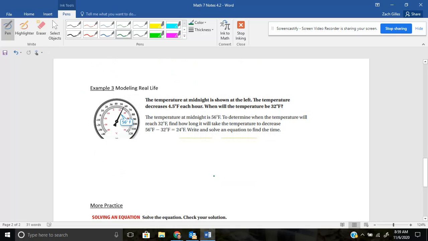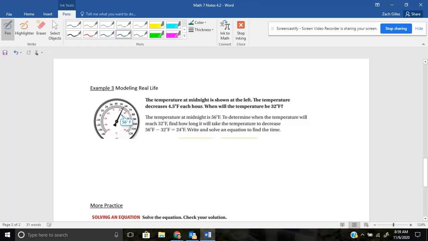For example 3 here, we've got a word problem. It says the temperature at midnight is shown at the left. So at midnight, it is 56 degrees. The temperature decreases 4.5 degrees Fahrenheit each hour. When will the temperature be 32? Okay, so this temperature is 56. It's slowly decreasing 4.5 degrees each hour.